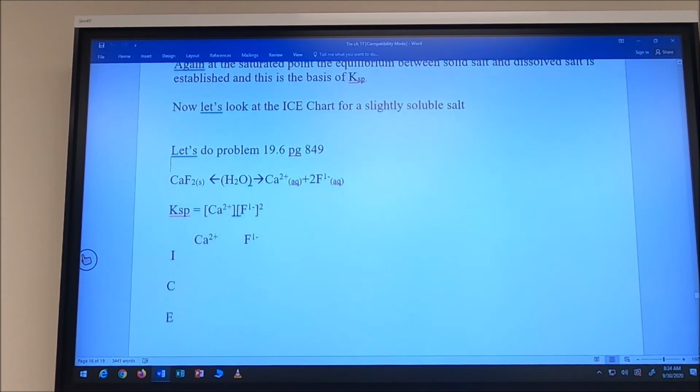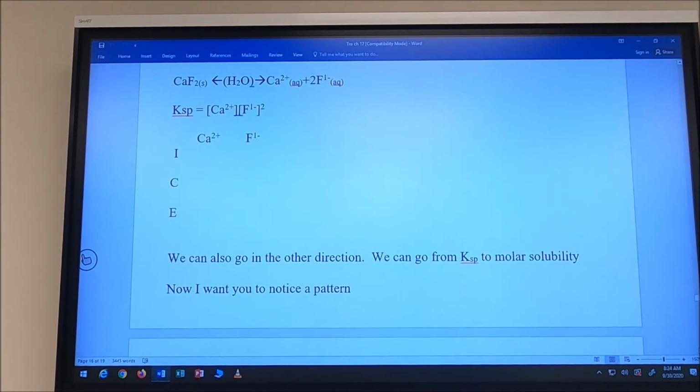Okay? Here's our reaction. Calcium fluoride in the presence of water gives us calcium 2 plus and 2 fluoride ions. So the KSP expression is calcium 2 plus times fluoride ion concentration squared. Now if we look at the ICE chart, the concentration of calcium ions initially is 0. The concentration of fluoride ions is 0.